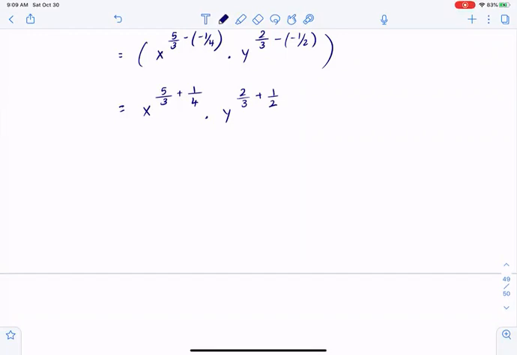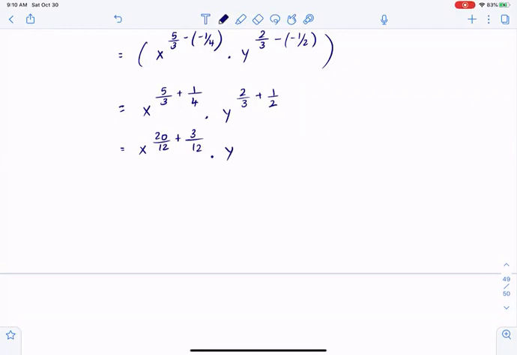The exponents that we have do not share a common denominator. So we have to find the common denominator, which is 12 for x. So multiply and divide 5 over 3 by 4. 5 times 4 is 20. 3 times 4 is 12. Multiply and divide 1 over 4 by 3. 1 times 3 is 3. 4 times 3 is 12.